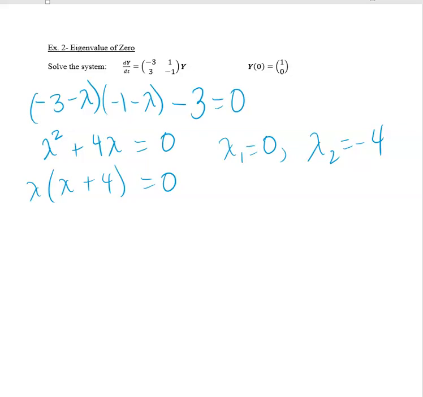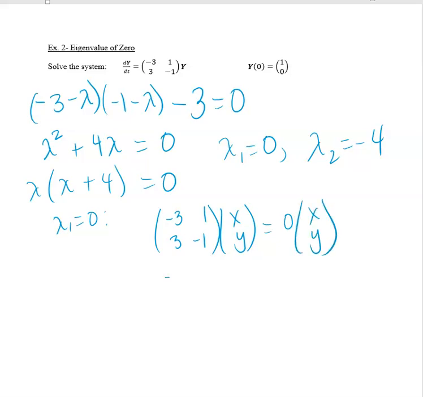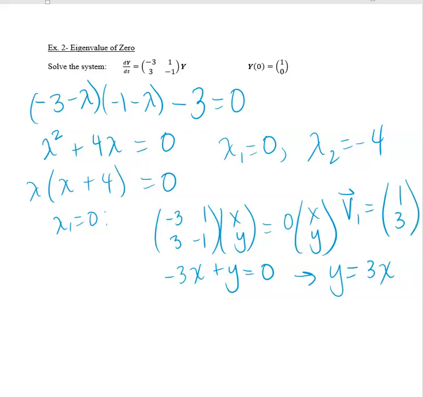So we end up getting, let me start with lambda 1 equals 0. I'm going to write this out. I still feel like it's helpful if we write it. So we have the matrix -3, 1, 3, -1 times x, y has to equal 0 times x, y. So if I just use the top row, I have -3x plus y equals 0, and that means that y is going to be equal to 3x. So my eigenvector that goes with that, if we used 1 for x, that would give us a y value of 3.